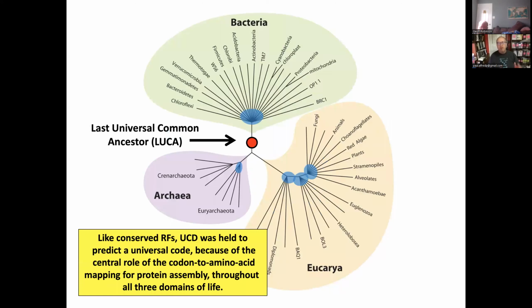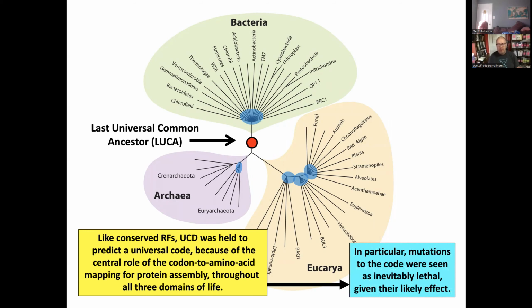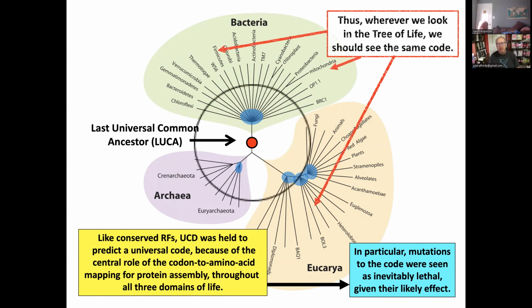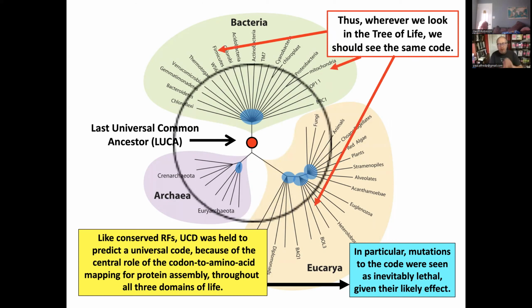Okay, so we say if Luca had a DNA genome, which is our most reasonable inference from everything that we observe today, it's going to have a genetic code, it's going to have proteins, that code is going to be fixed functionally. There's our prediction. Mutations were thought to be inevitably lethal given their likely effects. So we can extend that prediction from Luca out into the three domains and say, wherever we examine an organism, we will find the same genetic code.